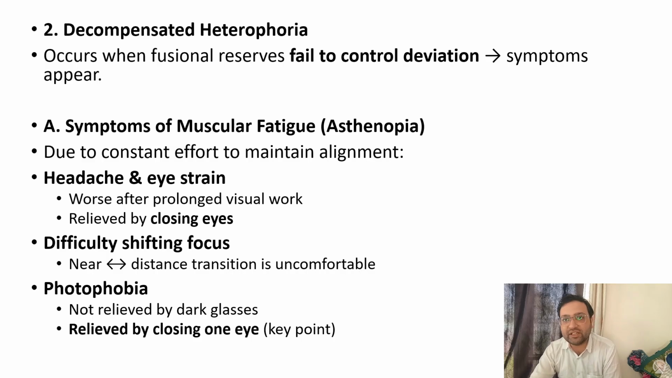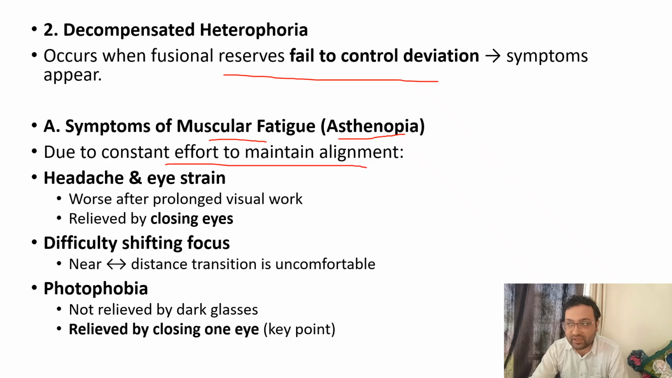Coming on to decompensated heterophoria, when fusional reserves fail to control the deviation, then only symptoms appear. First of all, what kind of symptoms will appear in case of decompensated heterophoria? There will be symptoms of muscular fatigue, known as asthenopic symptoms. Due to constant effort to maintain the alignment, there is headache and eye strain, which is worse after prolonged visual work and is relieved by closing the eyes.